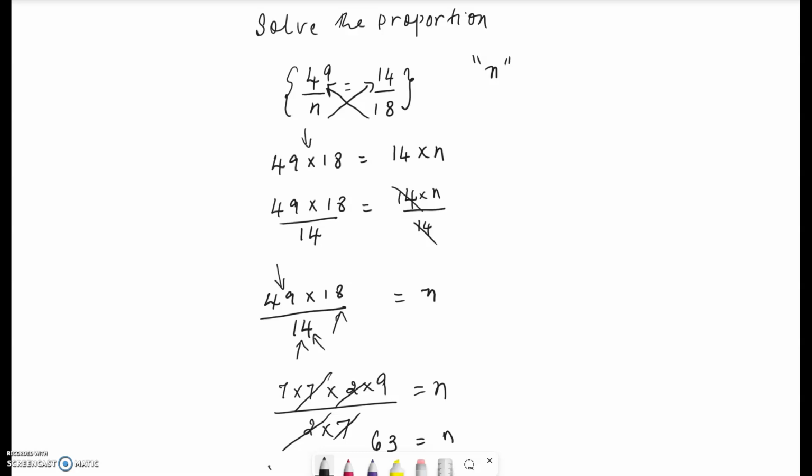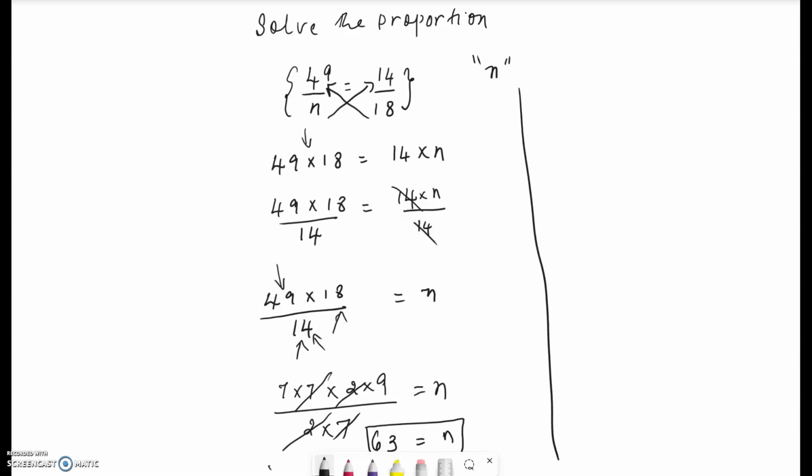So remember not to multiply the numbers. Just keep them in the simplest form, in the factorized form, until you cancel all the common factors. And only at the end, you're going to multiply the numbers.